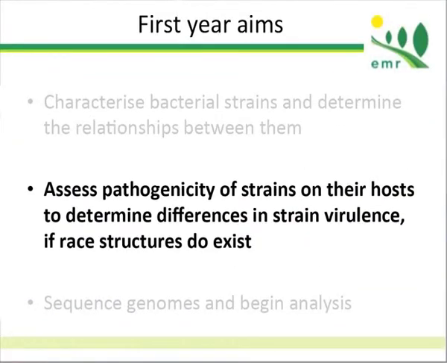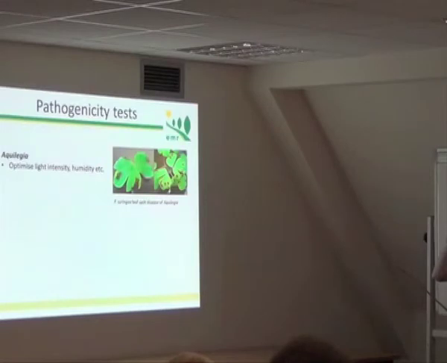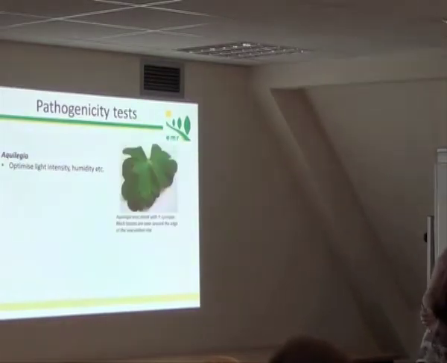I then wanted to assess the pathogenicity of my strains. I first focused on the Aquilegia pathogen, and I wanted to produce an assay which would reliably produce these lesions on the leaves. However, it required quite a lot of optimization. I needed to optimize parameters such as light intensity, humidity, temperature to be able to get my pathogen to cause disease. And eventually I got the Aquilegia pathogen to cause some disease lesions.